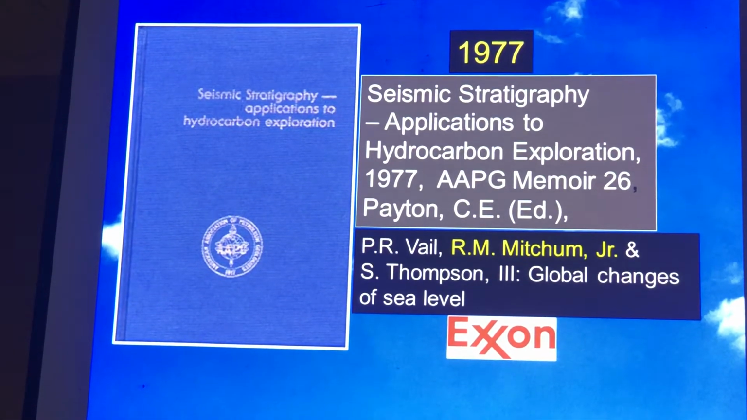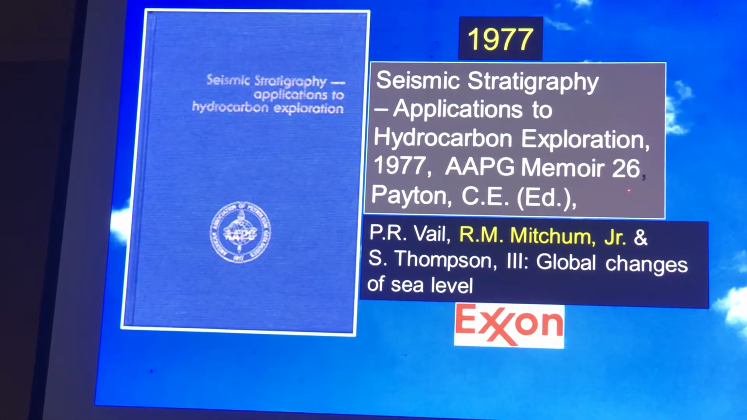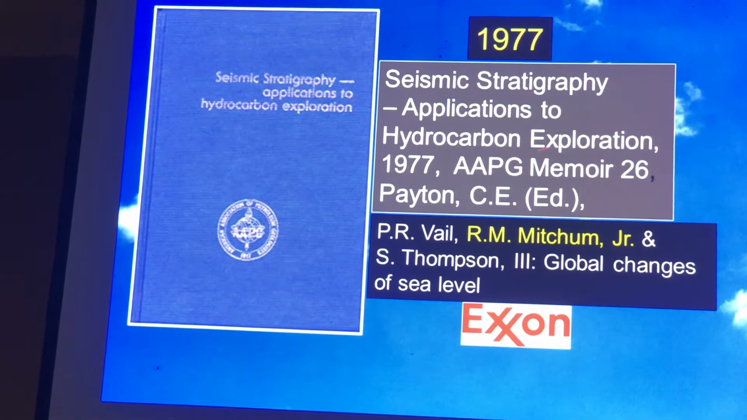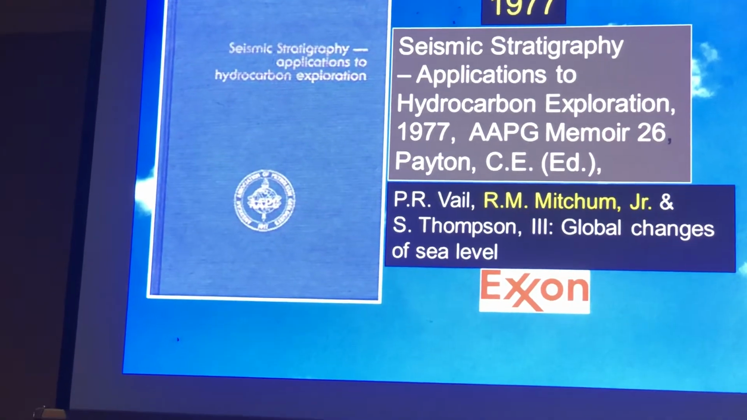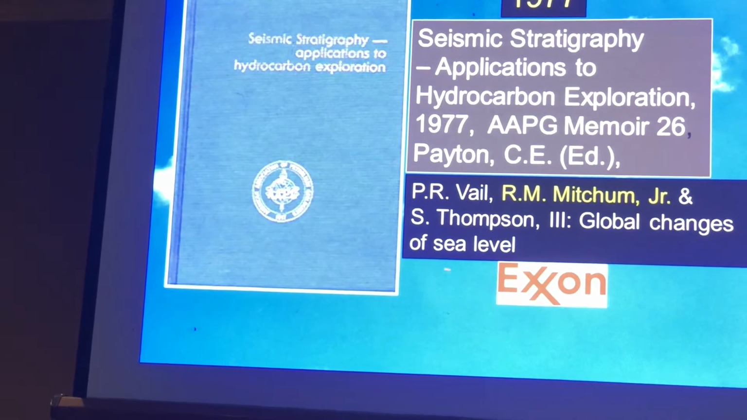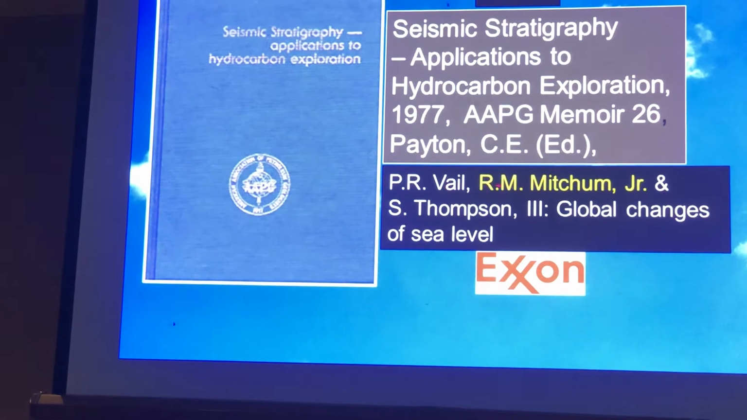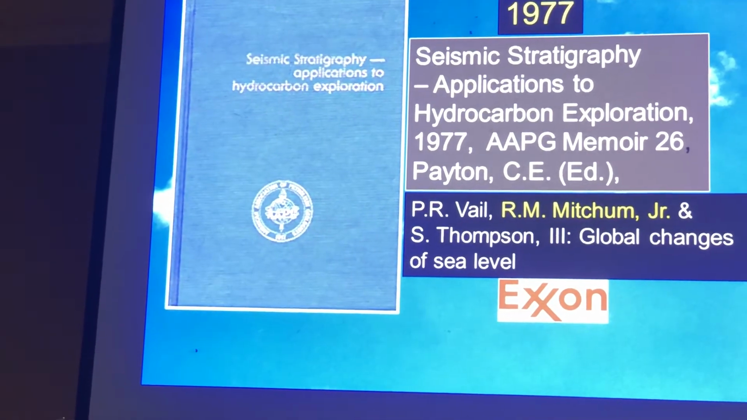The next big book was in 1977. This is the AAPG Memoir 26, and it's called Seismic Stratigraphy. Oil companies at the time thought this was the Bible of petroleum companies. And in that, there is a chapter called Global Changes of Sea Level. This is published by Vail, Mitchum, Thompson. I highlighted Mitchum because he was the first one to recognize and publish the seismic signatures of submarine fans.